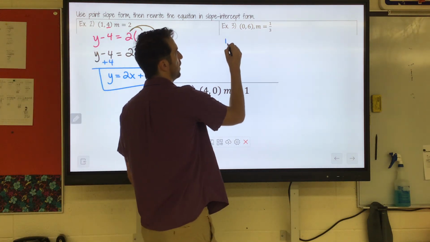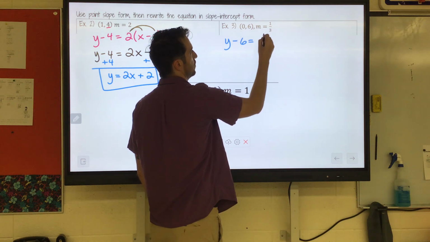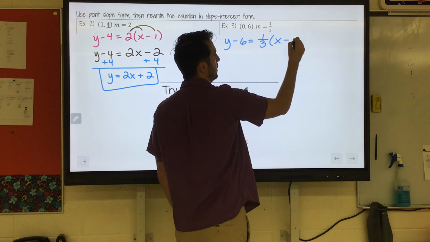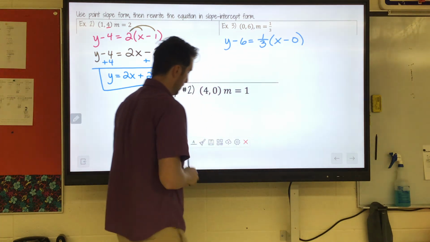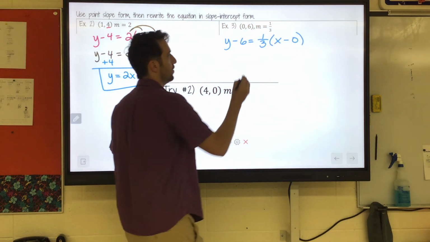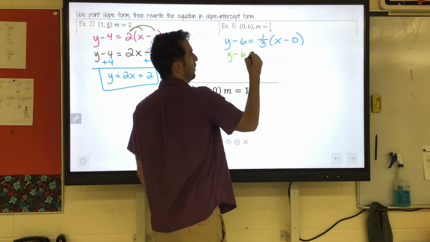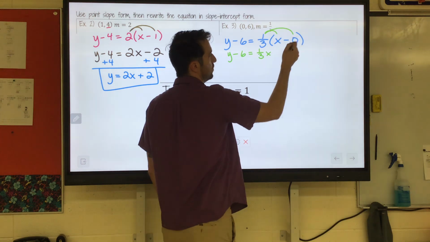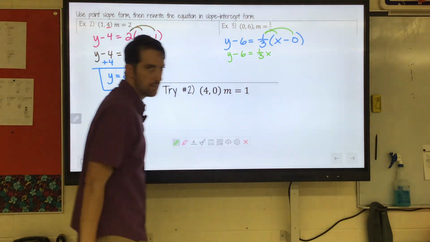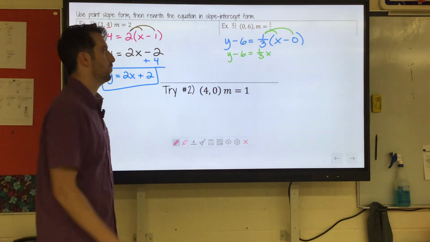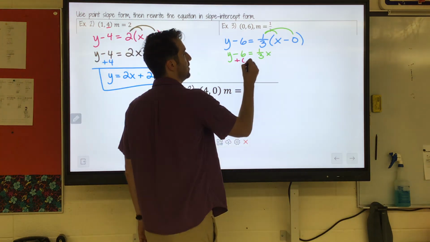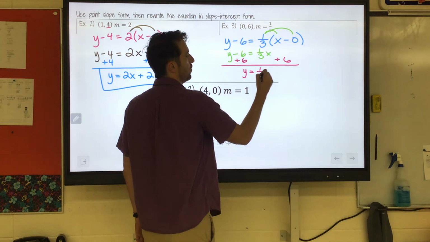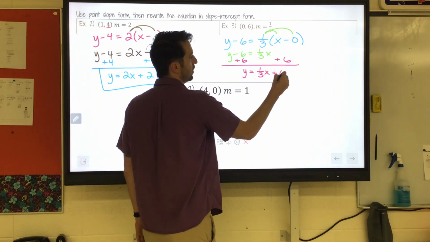Y minus our y coordinate, which is 6, equals 1/3 our slope, and then x minus our x coordinate is 0. So if we distribute that 1/3, we'll have 1/3 x, and then 1/3 times 0 is just 0. So you don't need to write that. One more step to get y by itself, we would just add the 6 to the other side. Y equals 1/3 x plus 6.